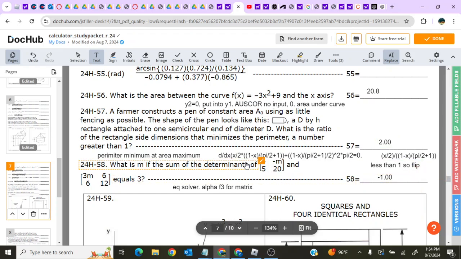What is the sum of the determinants plus here is equal to 3.